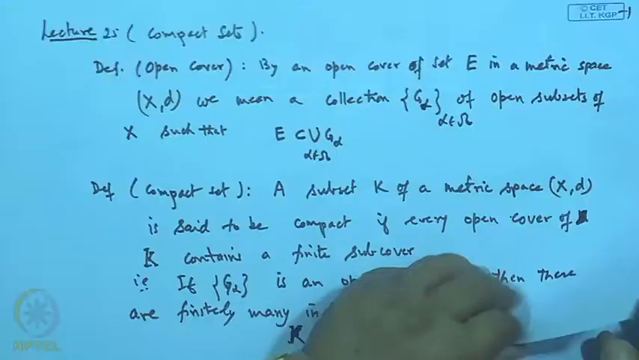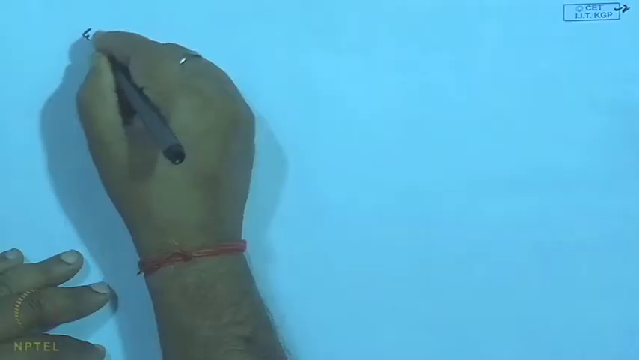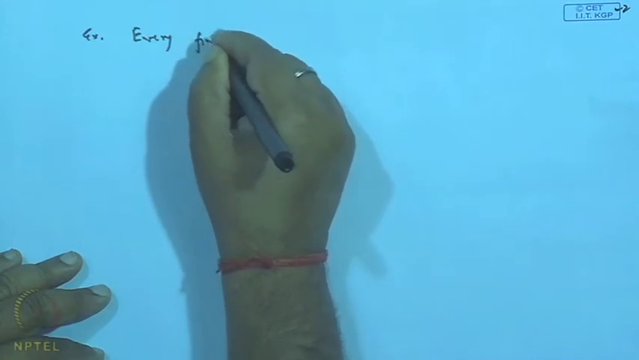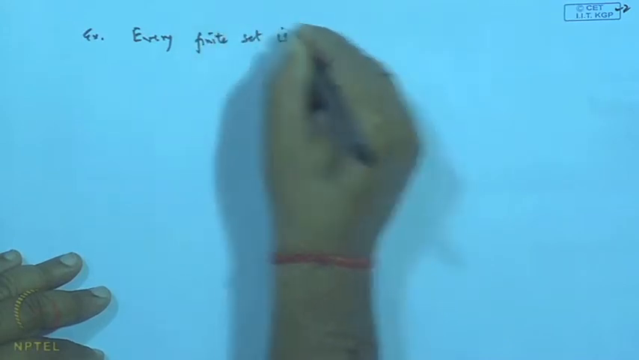Okay. So, an arbitrary set E is said to be compact whenever any open cover of it has a finite subcover. That is, there are only a finite number of open sets whose union will cover the entire set. Obviously, a finite set is a compact set. Every finite set is compact.